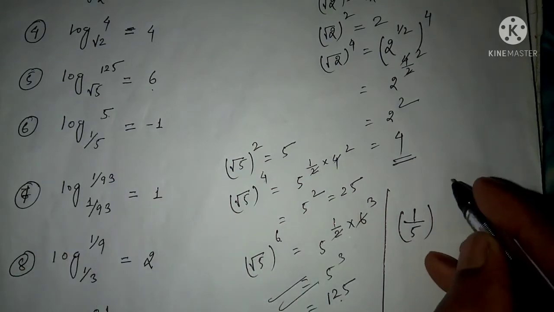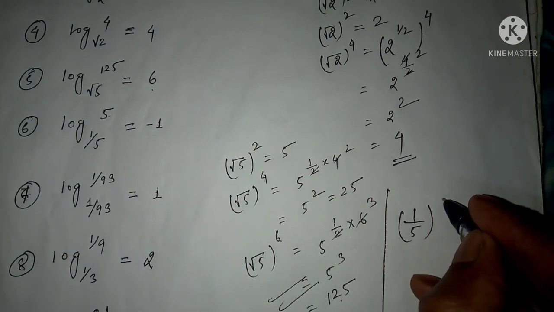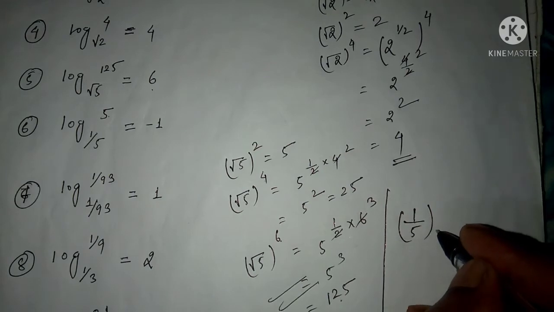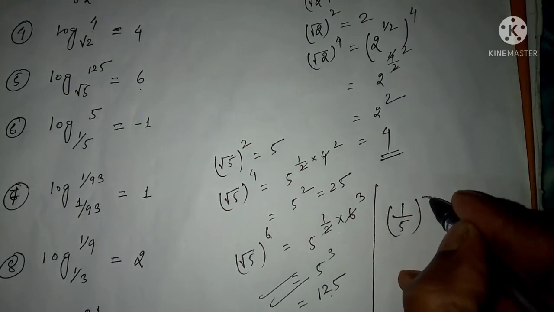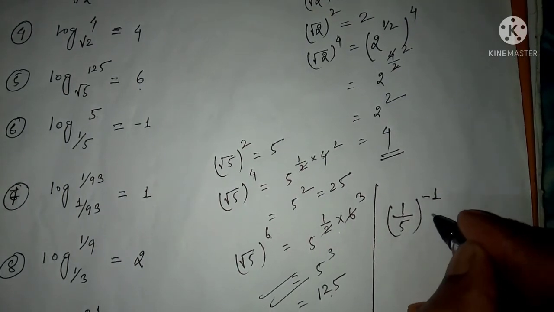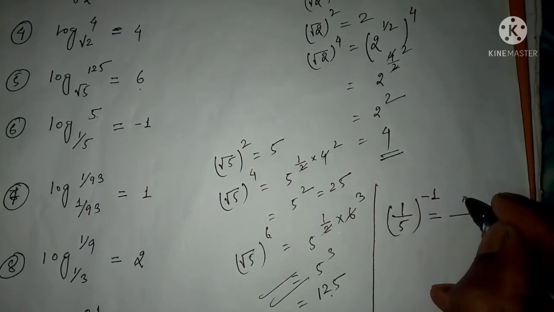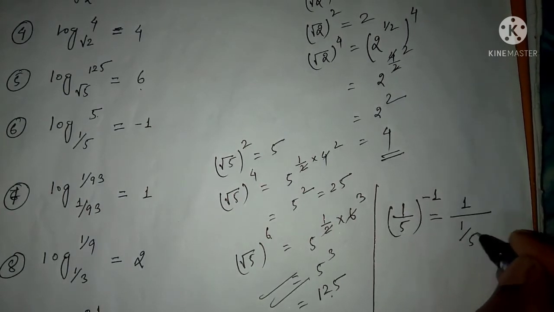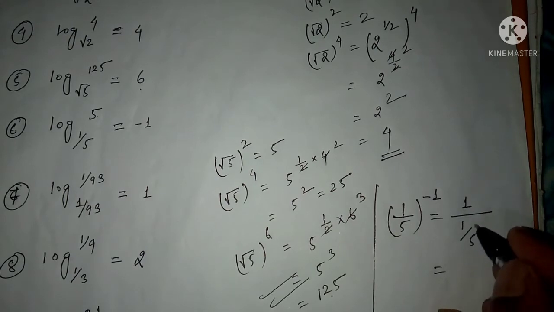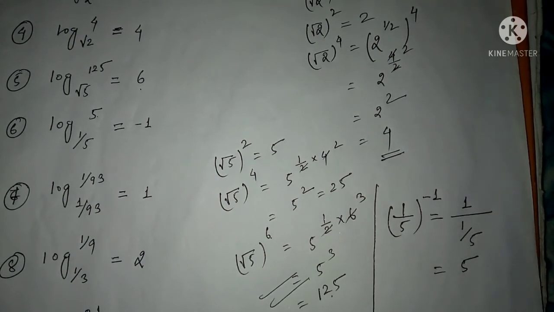Now if I write some positive numbers, I will get fractional numbers only. But I know if I take -1 here, then what will happen? It will be 1 by 5, isn't it? Now the numerator and denominator will get changed, then you will get 5.